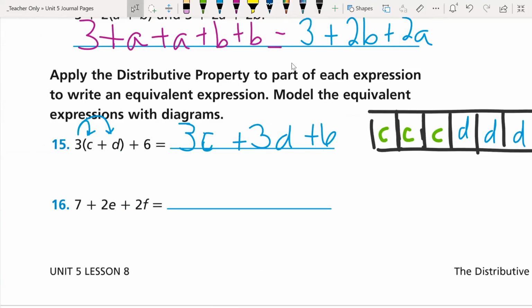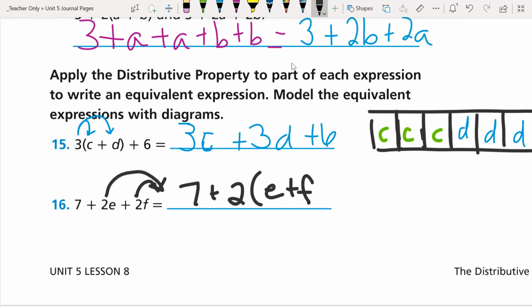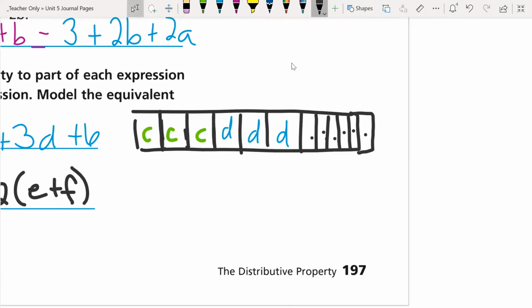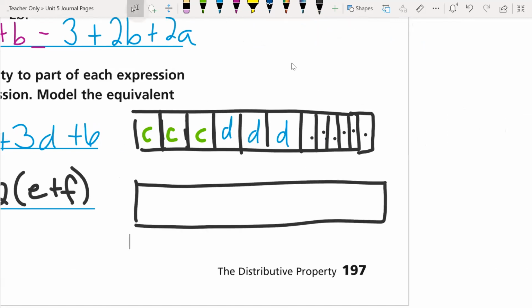Same thing over here. I'm going to pull out a 2 from here, right? So now I have 7 plus 2 times E plus F. You should have that written down in your notebook already. I'm going to do another black one over here and add color later.